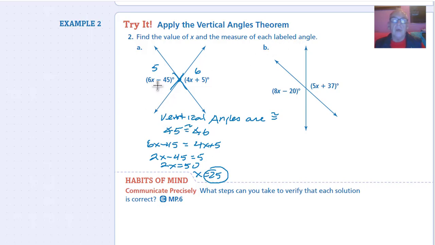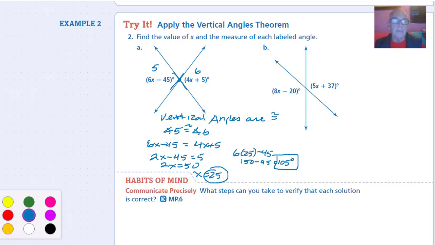So 6 times x is 150, and 150 take away 45 is 105. So we have 6 times 25 take away 45 gives us 150, take away 45 gives us 105. And since these two angles are congruent, this is also going to be 105, so we could check it.